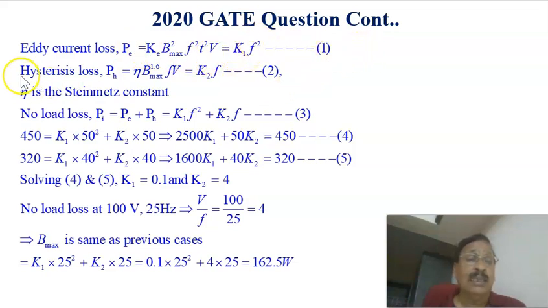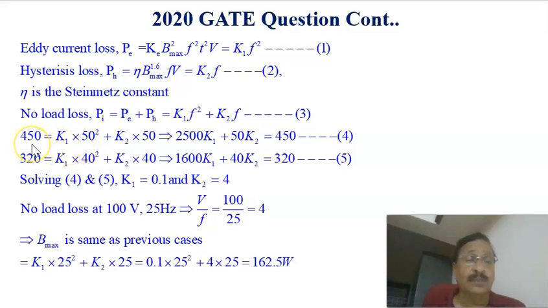Second equation: hysteresis loss is equal to eta, the Steinmetz constant, into Bmax to the power 1.6 into F into V. Bmax, V, and eta are constants. Therefore, hysteresis loss PH equals another constant K2 into F. That's the second equation. Therefore, the total no load loss or iron loss is the summation of these two: iron loss equals eddy current loss plus hysteresis loss, or K1 F square plus K2 into F. That's equation 3.